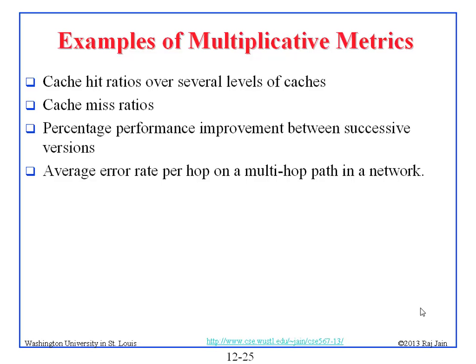So you have version 1 of a program, and then you improve by 10% to get version 2, and then version 3, you improve by another 15%. What do you have to do? You have to multiply and take the root.